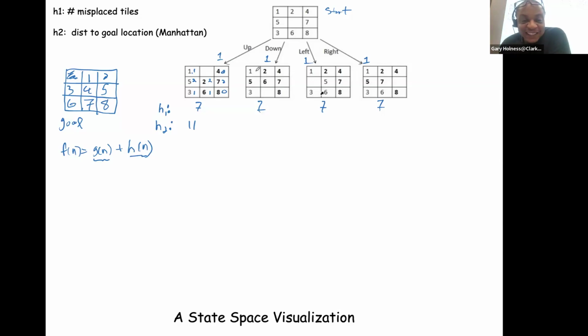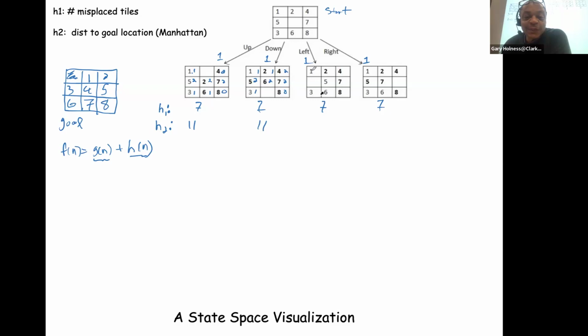So how about this one? So one is what? One out of place. How about the two? It's one out of place. How about the four? Two. How about the five? Two. The six. Two. The seven. Two. How about the three? One. And the eight. Zero. Okay. So that's four, 6, 8, 10, 11. Oh, 11 again. All right.